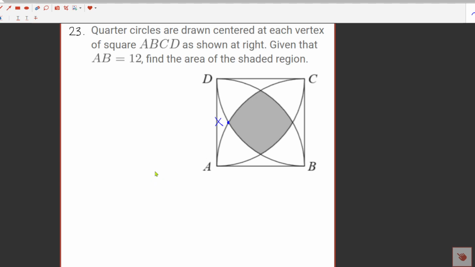Then let X be the intersection of arc AC and arc BD. Consider this region bounded by AB, AX, and BX. Okay, first of all, let's connect some points.